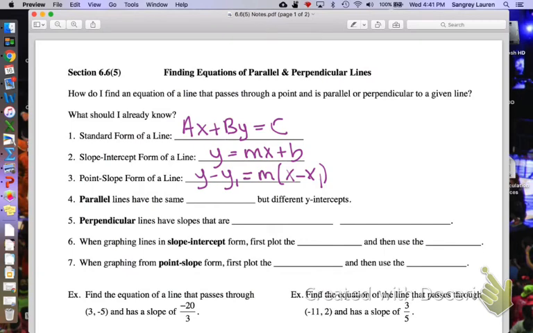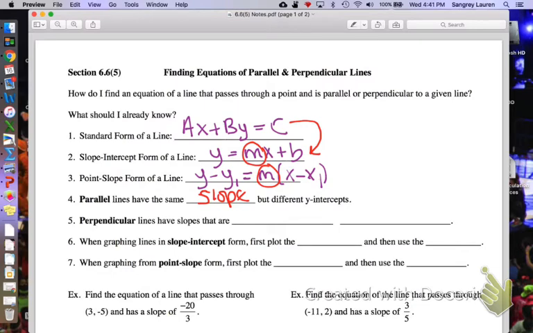And remember, we can see the slope in slope-intercept form and point slope, but in standard form we can't. So if we see a line is in standard form, we have to change it to slope-intercept form. Number 4, parallel lines have the same slope, but they have different y-intercepts, so they cross the y-axis at different places.